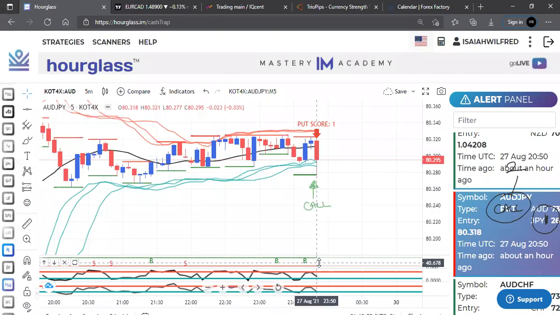And what's the color of the support line? Green. Jojo says green. Everybody agrees it's green. Great. So now what we want to do is watch the market come to this green line to give us what? 3 points.